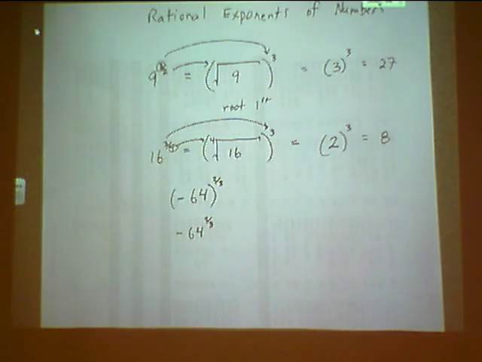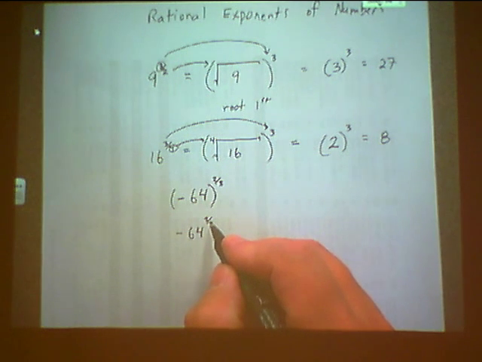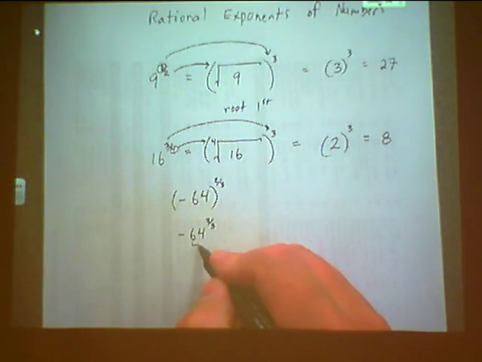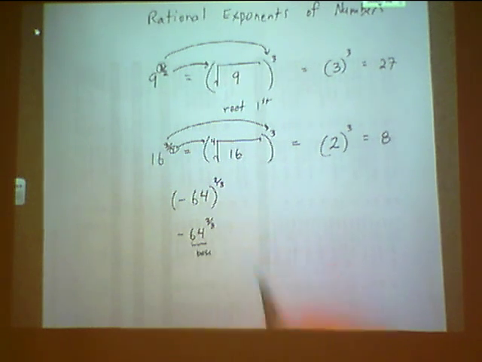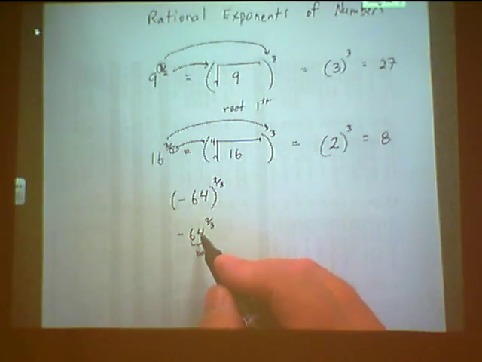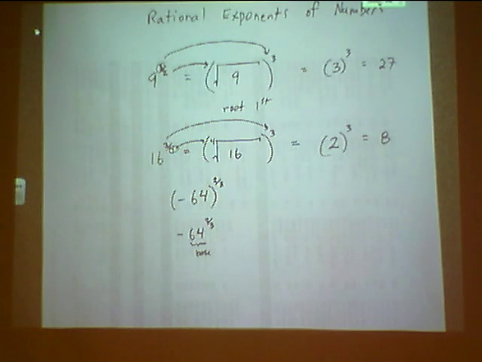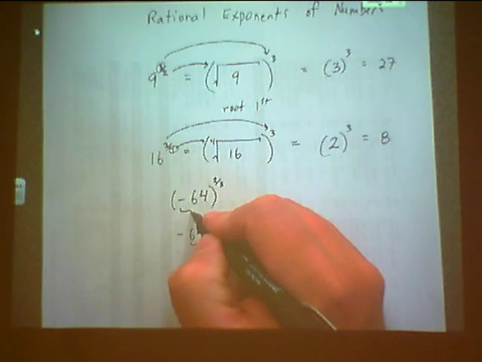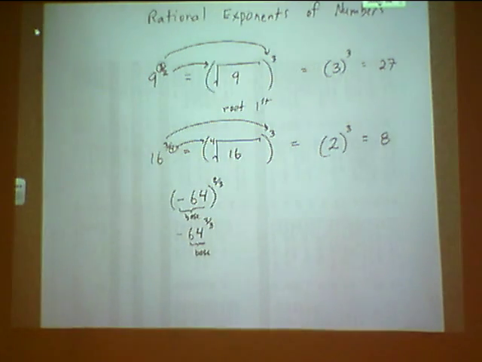For this second problem, the 2/3 is the exponent, the 64 is the base. The negative number is not part of the base. So if I were to do this problem, I would figure out what the 2/3 power of 64 is, and then I would just tack the negative on at the end. This one up here, the negative sign is actually part of the base. Oftentimes students struggle with negative signs. So let's go back to our original problem.